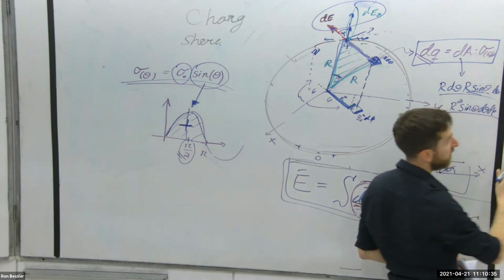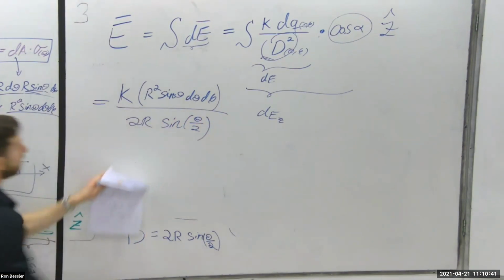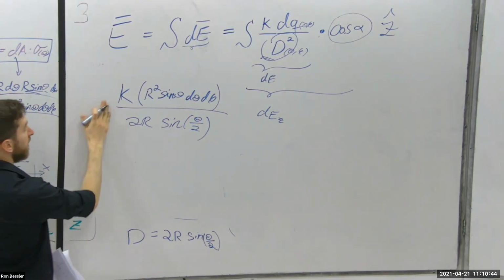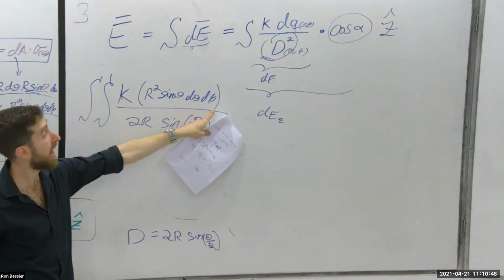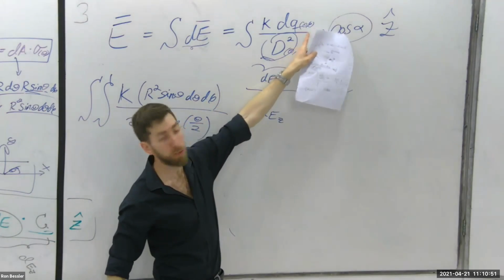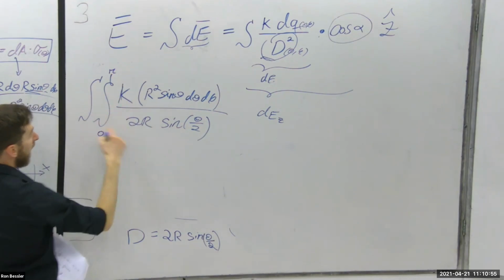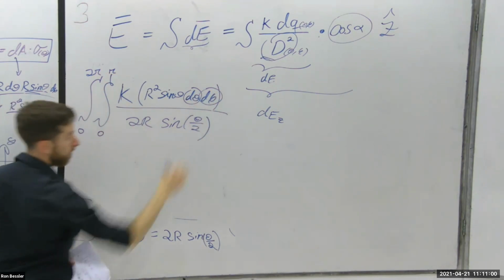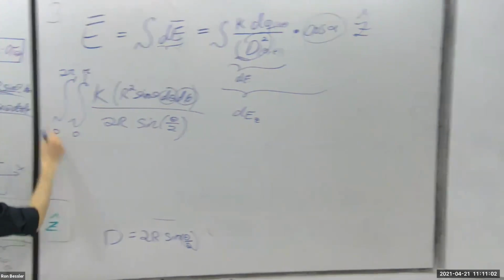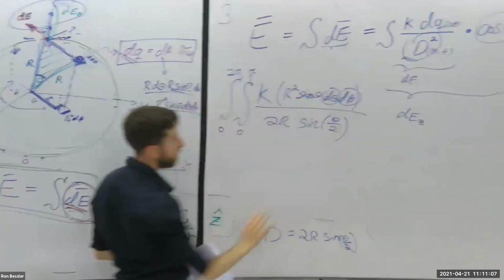So we have this dq, we know d, what is d? 2r sine theta over 2. Yes. Don't forget that we have this integral, and we actually now have two integrals: the phi and the theta, as we expected. So 0 till pi, which is theta, and 0 till 2 pi, which is phi, around the world. 0 till 2 pi. Perfect.